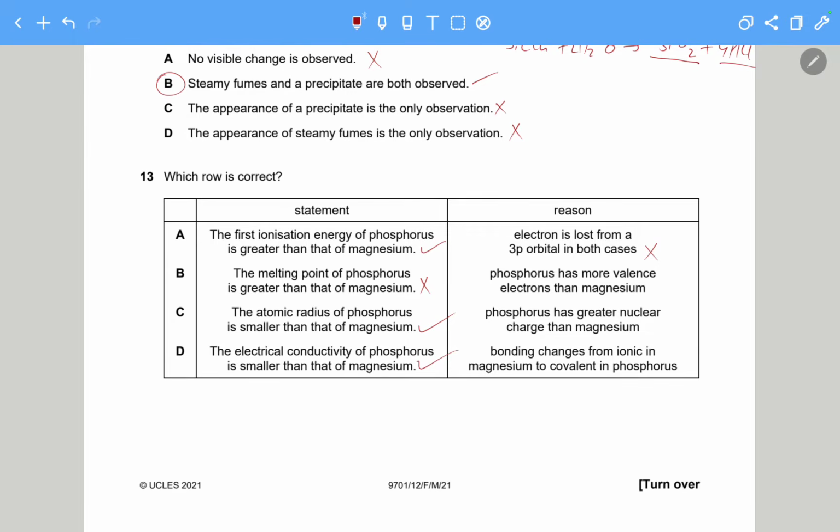Then option C, phosphorus has greater nuclear charge than magnesium. That is correct, because as we move across a period, nuclear charge increases. Both statement and reason are correct. Option C is a good candidate.